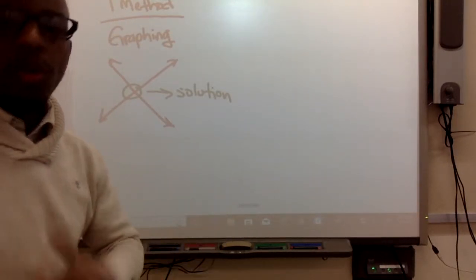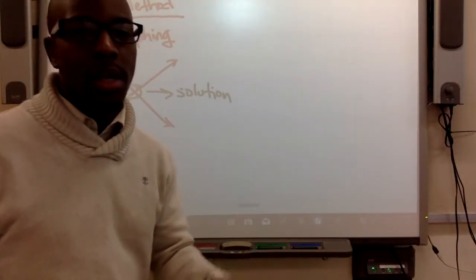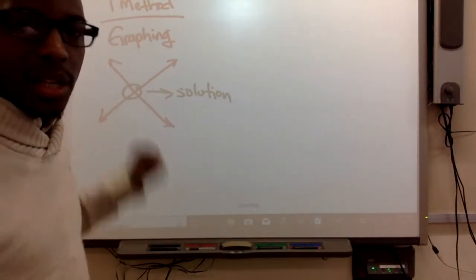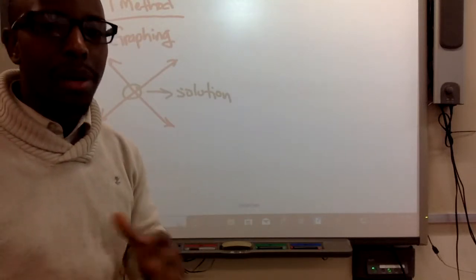So it's very easy to see the solution when we graph them. However, today we're going to talk about another method, called substitution. We're not graphing them, so we can't just look and see where the point is on the coordinate plane. We have to use an alternate method to figure it out.